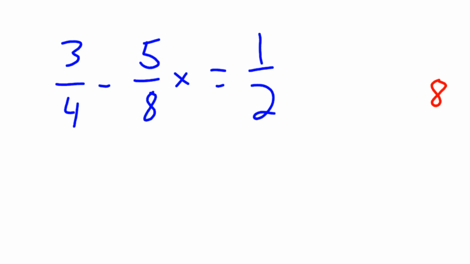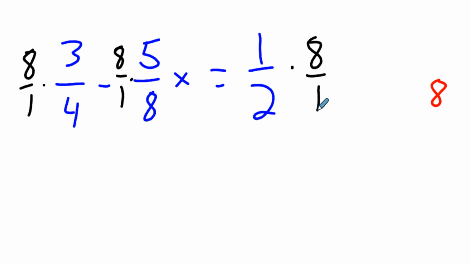Hopefully you got it paused, and I'll go ahead and solve this. We've got our least common denominator, which is 8. We're going to multiply everything. So we're taking 3/4 times 8. Again, I like writing 8/1. We take 5/8 times 8/1, and then 1/2 times 8/1. So we're clearing these fractions.